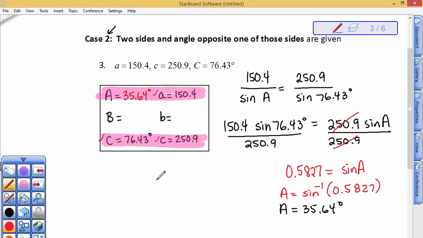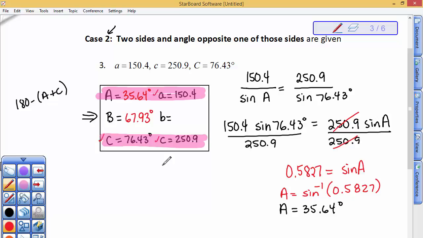Once I've used law of sines, and I had 2 sides given and an angle opposite one of them, so it would have had to be angle C or angle A if it was case 2, where it's two sides and the angle opposite one of those sides, then I can go ahead and find angle B by taking 180 and subtracting angle A plus angle C, or subtracting both of those angles. For this one, it's 67.93.